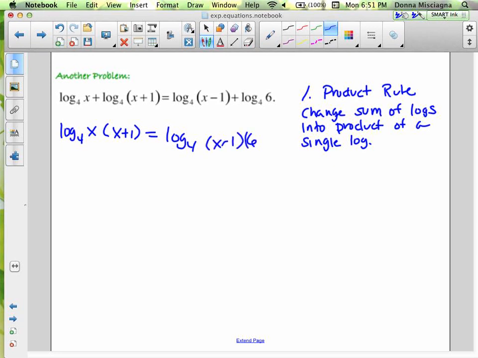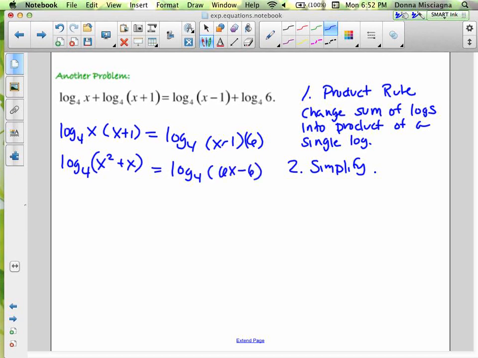All right, so step number 2, simplify. Multiply those products. So we distribute the x to both terms. We'll have x squared plus x, and you should use parentheses to show you're taking the log of that whole amount. Over here, we distribute the 6. We have log base 4 of 6x minus 6. All right, so this time we're not going to exponentiate because we have log equals log. So you're going to set what follows equal to one another.